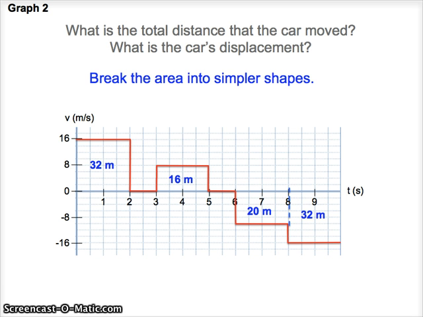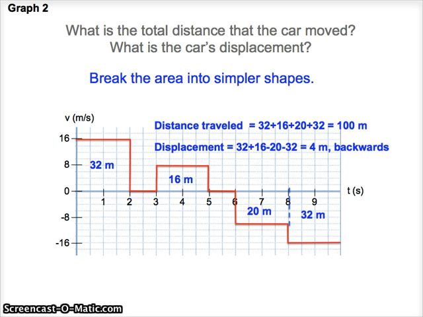Now we can use those to determine 2 different things. We can just simply add up all the values, and that gives us the distance, or we can take into account that the last 2 represent movement in the opposite direction, the negative direction. And we can use that to determine the displacement.